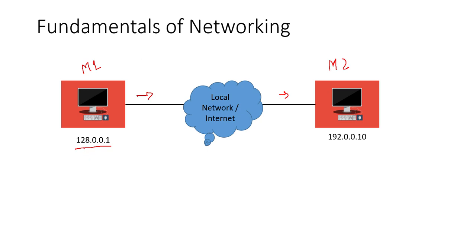So here you can see the machine number 1 has an IP address of 128.0.0.1, and the machine 2 has an address of 192.0.0.10. Now, what is this IP address? What do these numbers represent? And how do machines understand these numbers? We will now discuss this in detail.